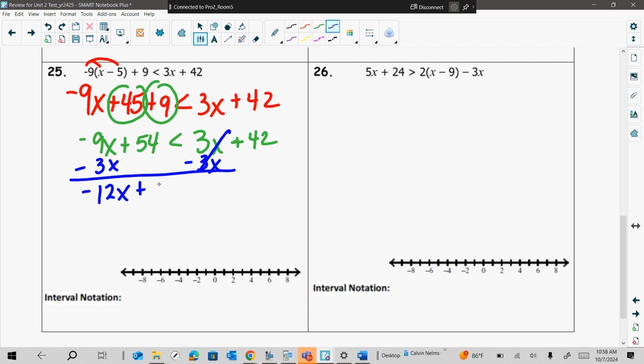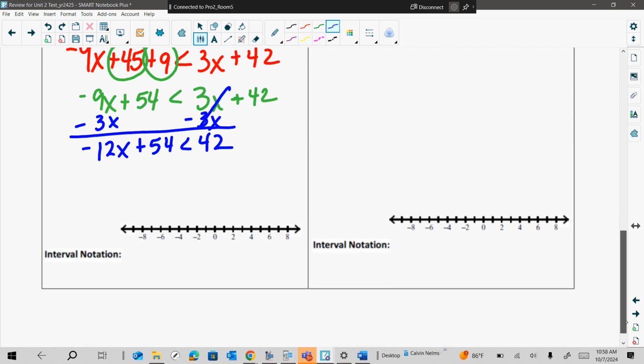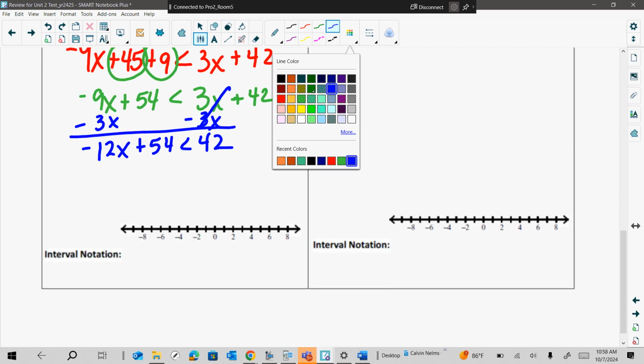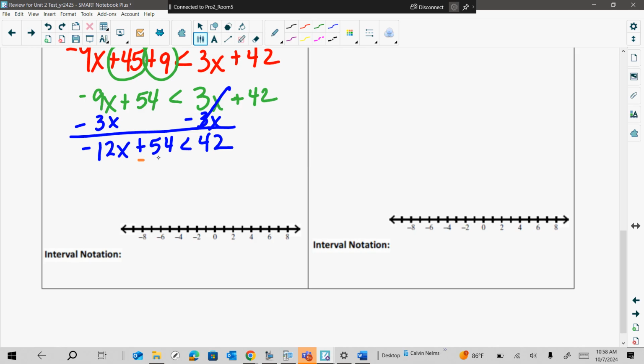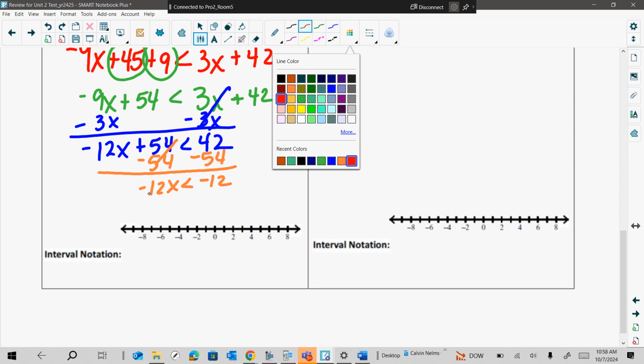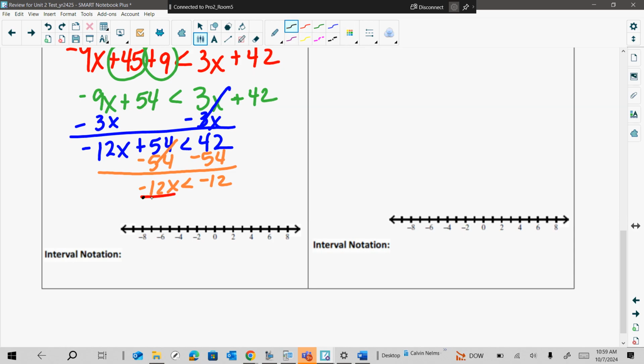Plus 54 is less than 42. Yep, very good. Negative 12x plus 54 is less than 42. We do minus 54, and we'll get negative 12x is less than negative 12. Divide by that negative 12.